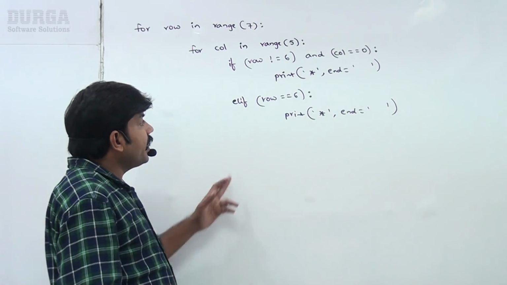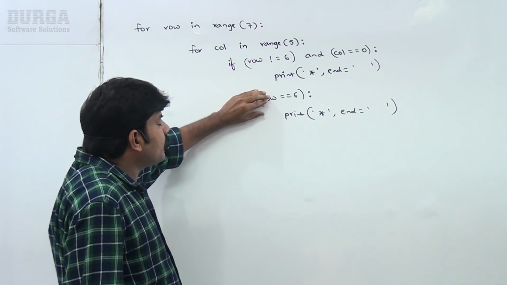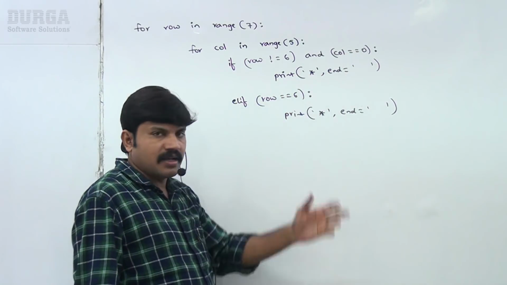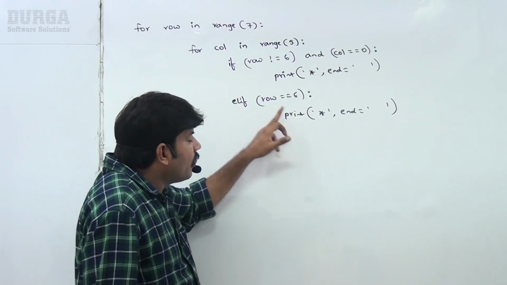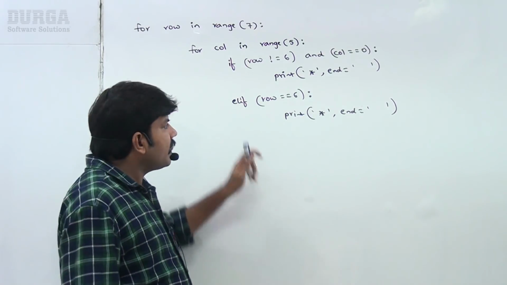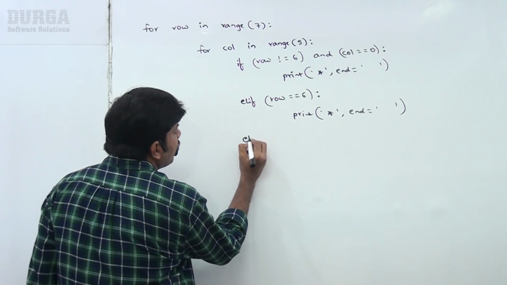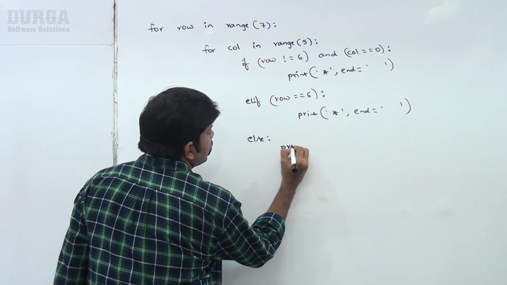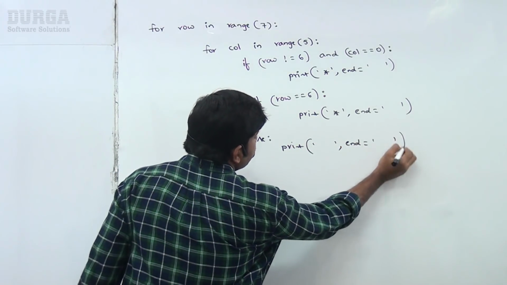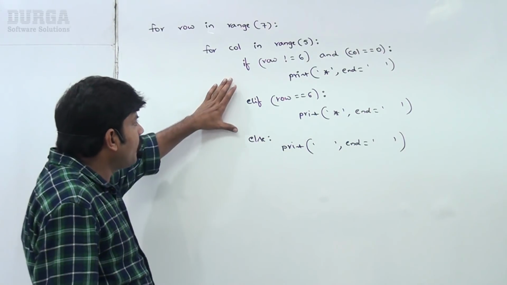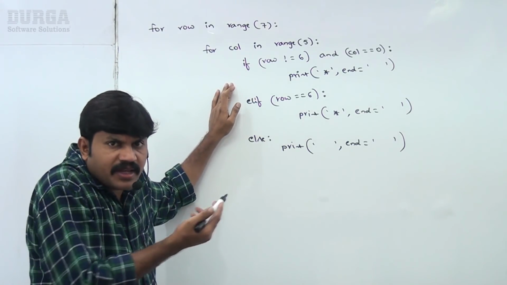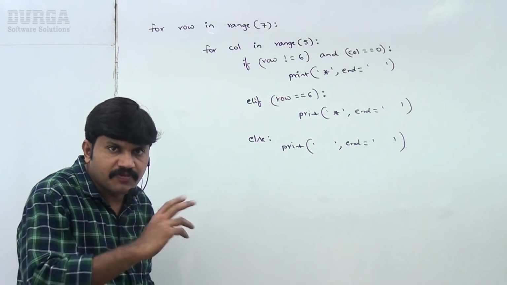Observe very carefully. For a row other than the last row, take a star symbol only in the 0th column. But for the sixth row, take the star symbol in every column, because we are not specifying a column. In all the remaining positions, print a space. That's all. This is how you print the L pattern. It's very easy. I don't think you will have difficulty understanding, right?